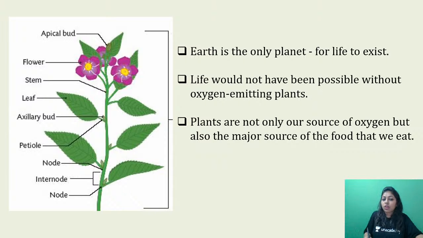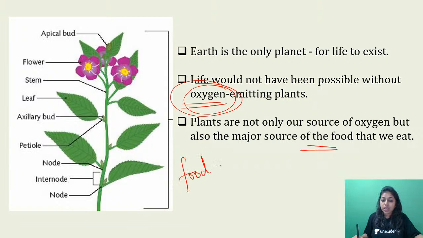Plants give us oxygen. Yes or no? Plants perform photosynthesis. They give us food. And when they are making food, in that process only, they also emit oxygen. So they give you two most important things to survive.